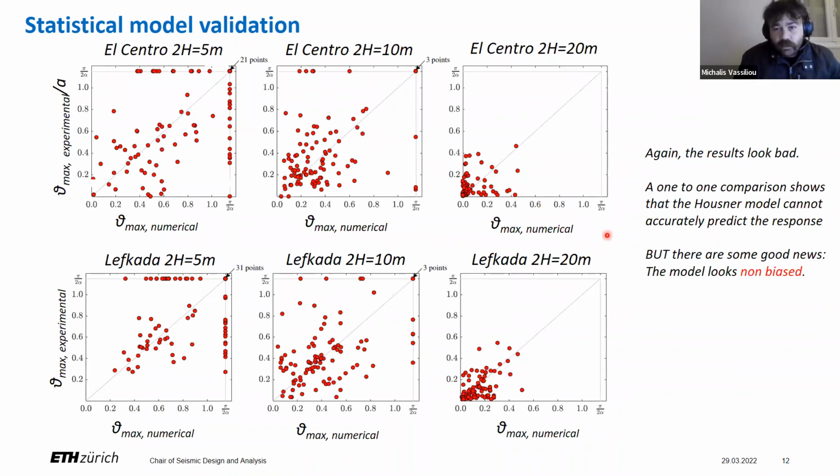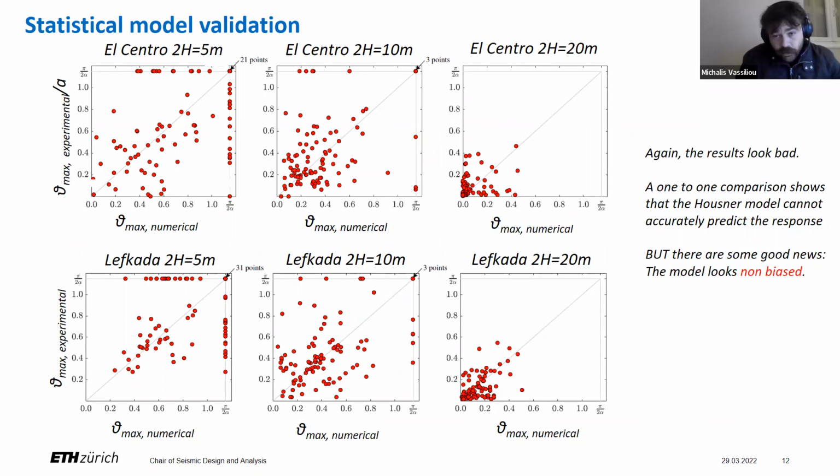And here are the results. We plotted the numerical versus the experimental maximum response for its ensemble of 100 motions. Had the model been perfect, all the 100 dots should have been on the diagonal. Here is experimental, here is numerical. They're not on the diagonal, actually they're far away from the diagonal. There are cases where numerics predict overturn, but it barely uplifted, and the other way around. So the first impression is that Housner's model is not good.